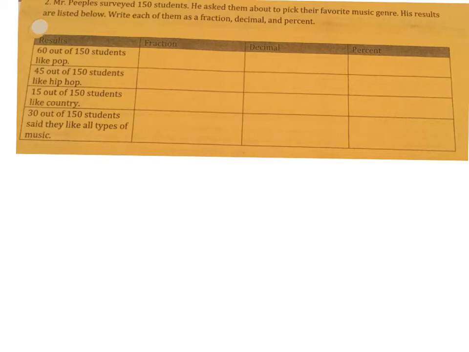Mr. Peoples surveyed 150 students. He asked them to pick their favorite music genre. His results are listed below. Write each of them as a fraction, a decimal, and a percent. So I have 60 out of 150 who like pop. So that would be our fraction, but we always need to simplify.